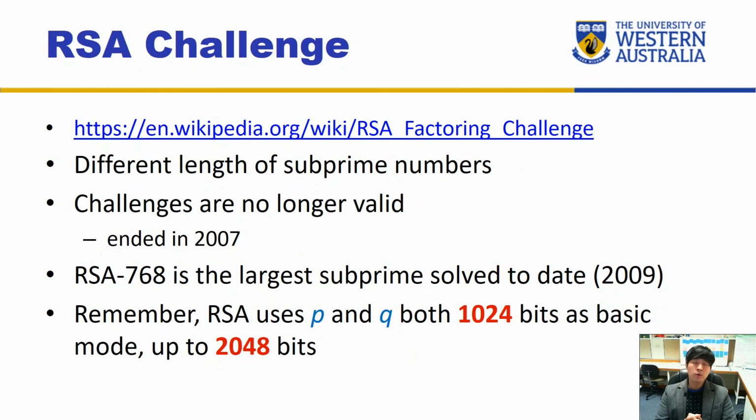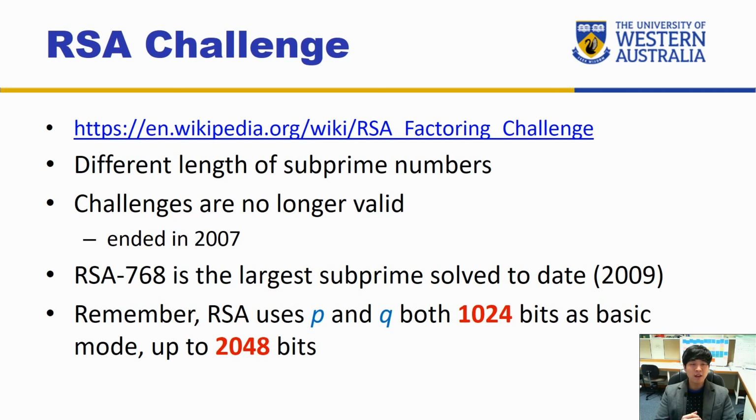So there were RSA challenges, like on the link there. Basically, people trying to find how quickly they can crack RSAs, but it finished in 2007 with the growing computation power without people coming up with any new solutions to do so. So by 2009, RSA 768 was the largest semiprime solved to date. And I was not able to find anything new, so if you find anything new, please let me know.